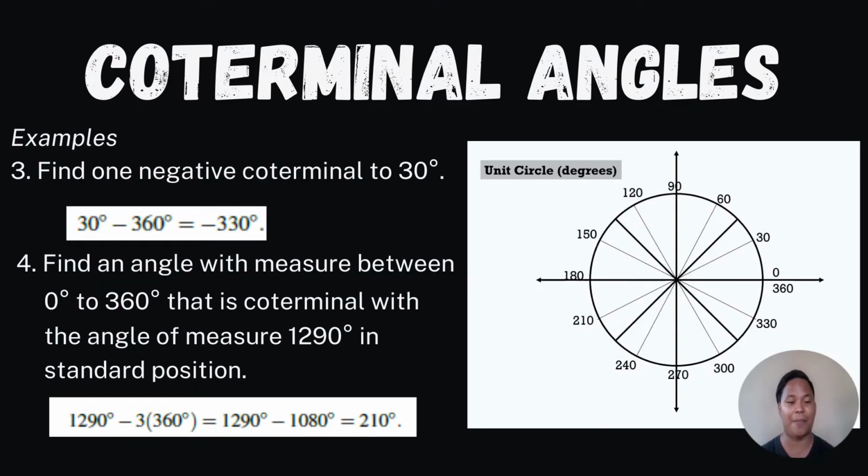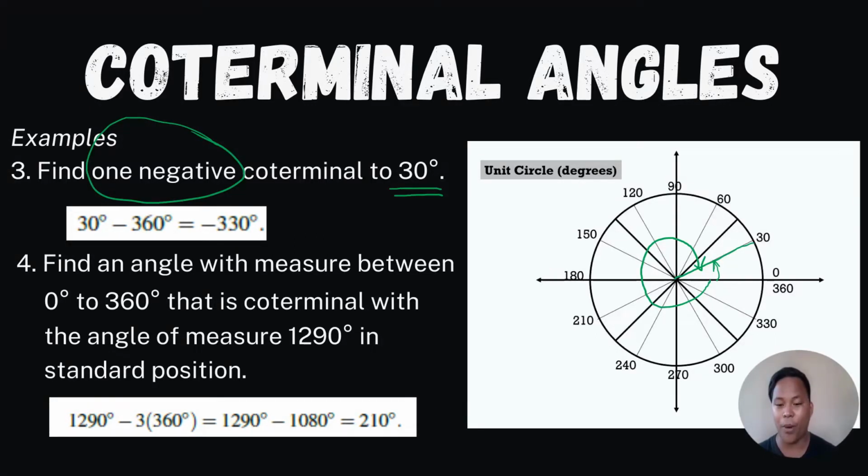Let's have example 3. We're going to find one negative coterminal of 30 degrees. The terminal side of 30 degrees falls at quadrant 1. Since we are looking for a negative coterminal angle, we're going to start from this point, moving clockwise po until we reach this terminal side po.